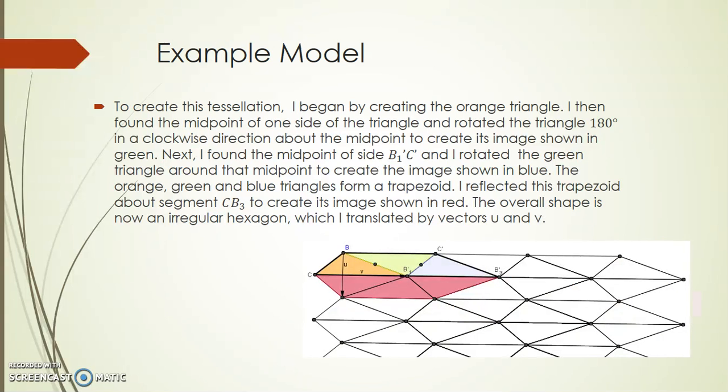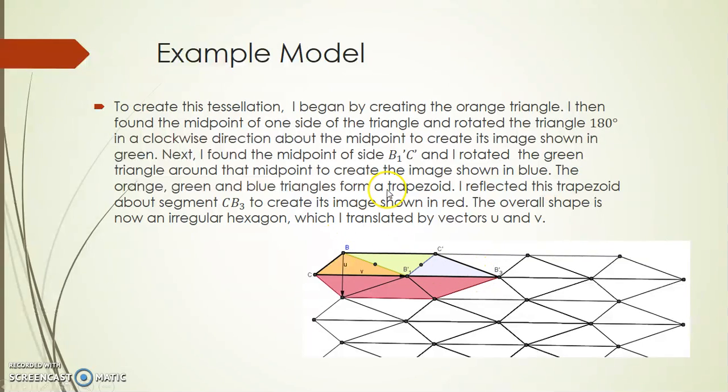So here's the example model. To create the tessellation, begin by creating the orange triangle. Then you find the midpoint of one side of the triangle and rotate it 180 degrees in a clockwise direction around the midpoint. And then to find this one in green. Next, I found the midpoint of side B1C, and I rotated the green triangle around that midpoint to create the one shown in blue.